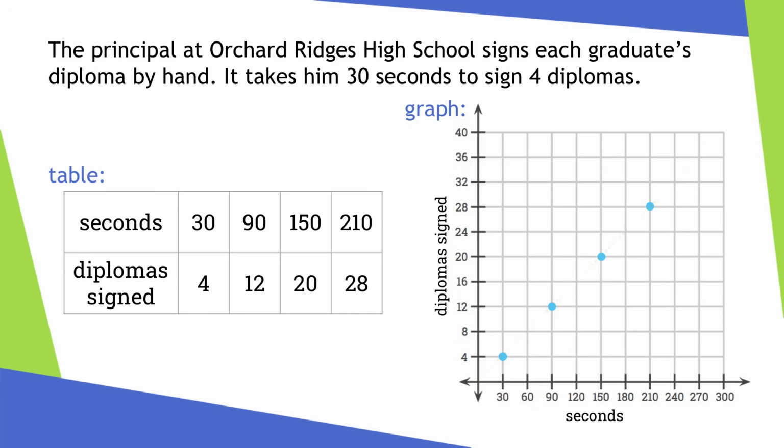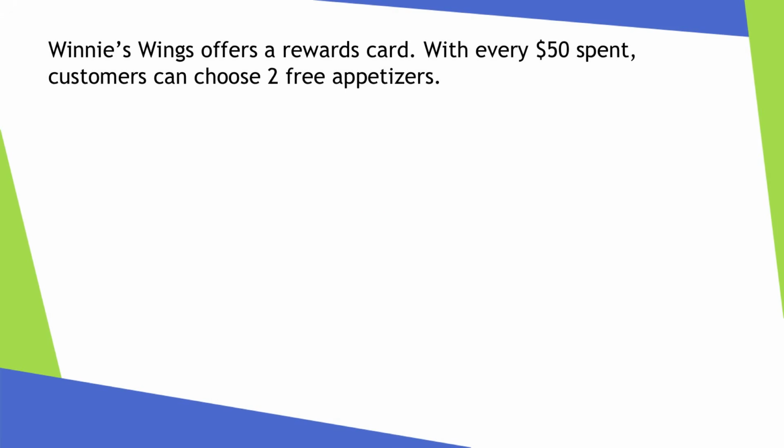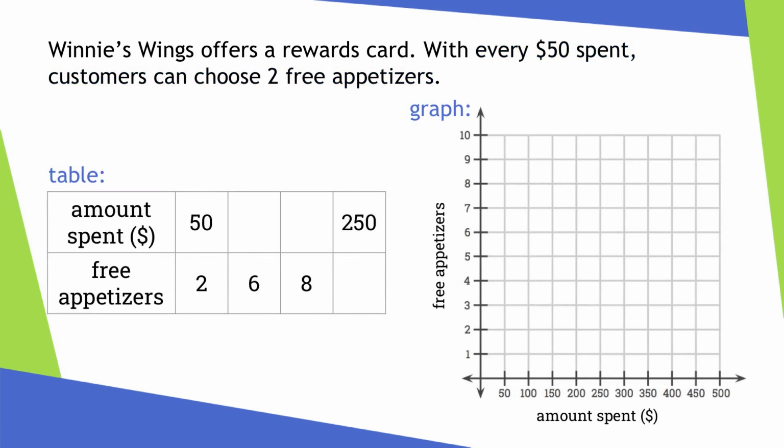Perfect. That makes me wonder though, could I use the graph to fill out the table rather than the table to fill out the graph? Let's try that approach in the last example. Winnie's Wings offers a rewards card. With every $50 spent, customers can choose 2 free appetizers. In this last example, we have a restaurant that gives away 2 free appetizers for every $50 spent. Let's fill out the table and graph for this rate.